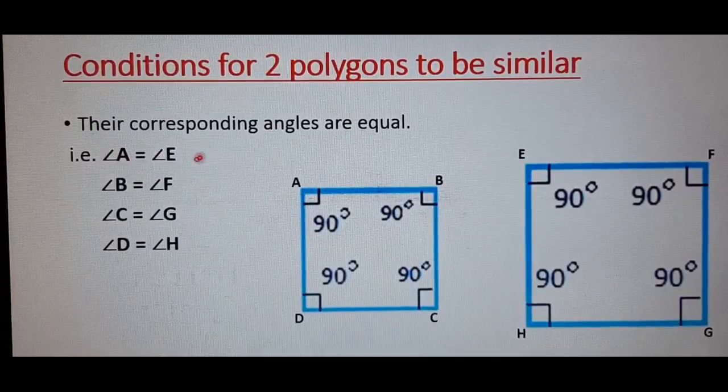See, angle A is equal to angle E, and here we can see all the angles, they are equal to 90 degree. That's clearly visible also, all the angles are equal. And if we see step by step and see corresponding angles, we can see angle A is equal to angle E is equal to 90 degree. Angle B is equal to angle F is equal to again 90 degree. Angle C is equal to angle G equal to 90 degree. Angle D is equal to angle H again equal to 90 degree, which means their corresponding angles should always be equal. This was the first condition.